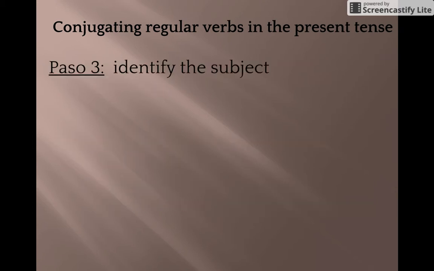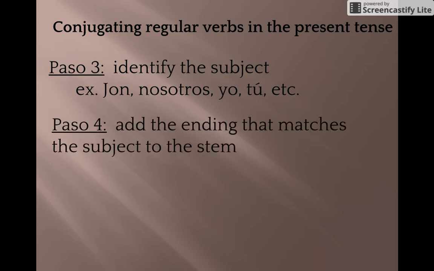Okay? Step 3, we need to know what our subject is so we know how to switch up our verb. And subject could be any person or thing. John, nosotros, yo, tú, él, ella. And again, the subject of a sentence is the person or thing that is doing the action that's associated with whatever verb you're conjugating. And then the last thing we do is you're going to add an ending that matches that subject to the stem. And remember, the stem was what's left after you take off that AR, ER, or IR.